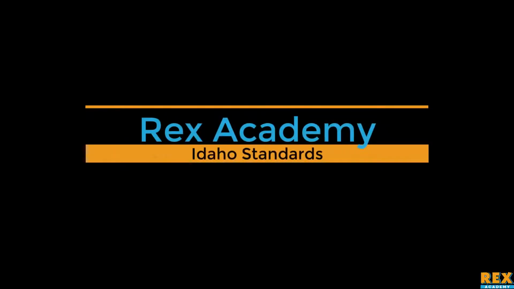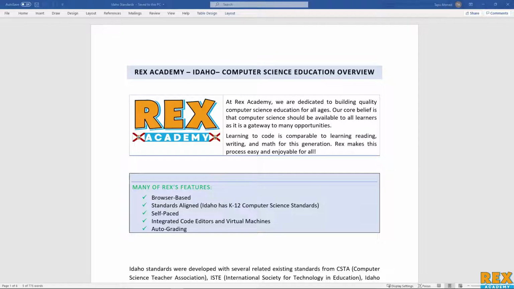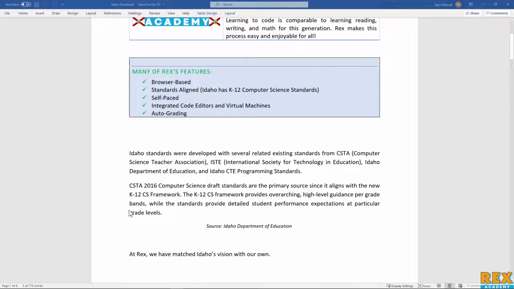Welcome back, and let's examine the state of Idaho. The state of Idaho has chosen to closely align their computer science standards with that of CSTA and ISTE. These are two major organizations that have written standards for modern computer science education. At Rex, we have matched Idaho's visions with our own.